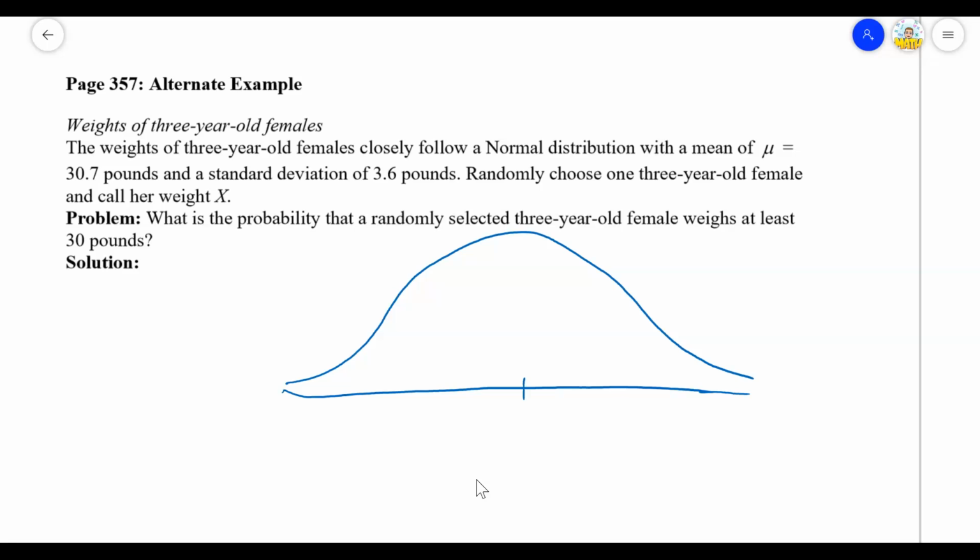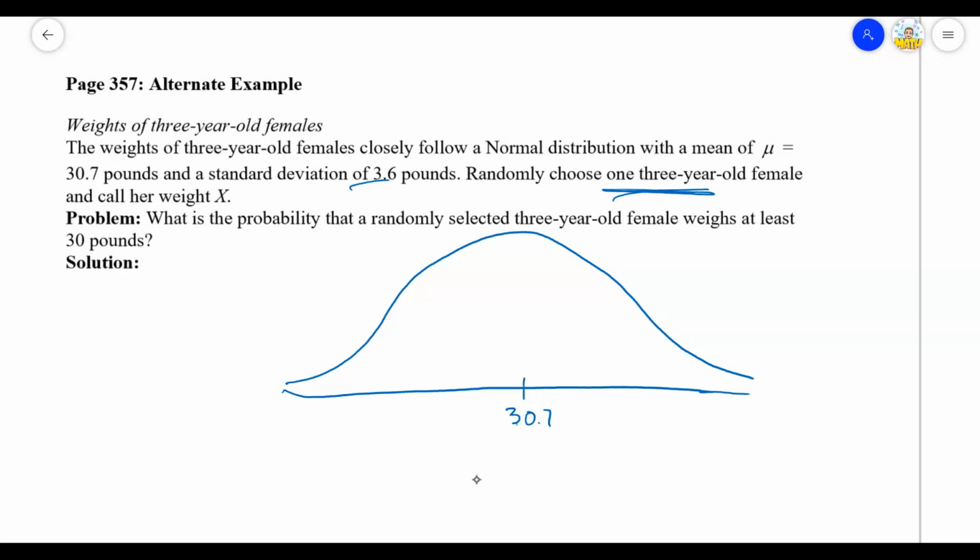So the weights of 3-year-old females follow a normal distribution. They tell us that. So as soon as they tell me that, I'm able to draw my normal curve. And a standard deviation of 3.6. We're going to randomly choose one 3-year-old. Where we go in the rest of this chapter is we start randomly choosing 5 or 10 and averaging them. Okay, that's where we start to get to the concept of the central limit theorem. And so we're going to build off of that here.